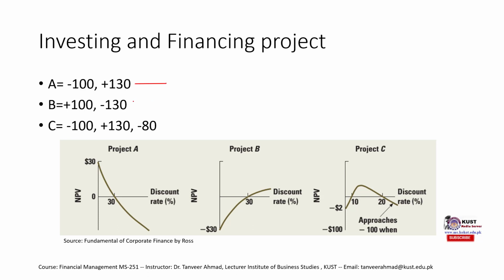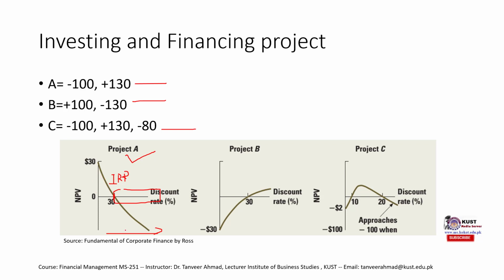So this is conventional cash flow, this is conventional cash flow, this is non-conventional cash flows. This is the NPV profile of project A. Now, as the discount rate increases, the NPV would decrease. If the discount rate is higher than IRR, this is say IRR, if the discount rate is higher than IRR, then NPV would be negative. If the discount rate is less than IRR, then NPV would be positive.